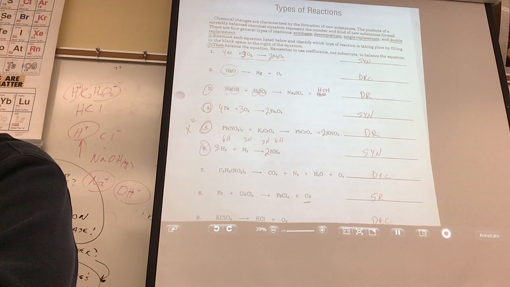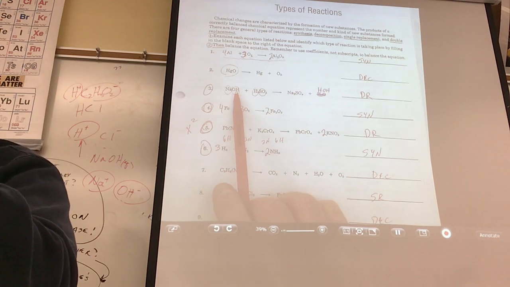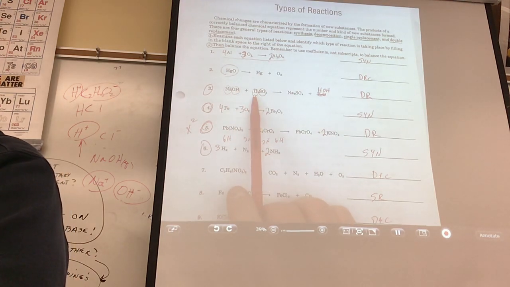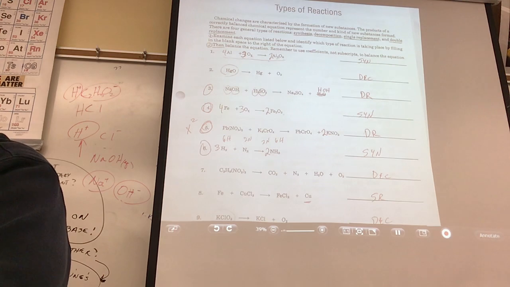If I can get your brain to think of this as A and hydroxide as B, and this is C and sulfate is D, if I can get you to think like that, you'll very quickly see this is a double replacement reaction, and then you'll be able to balance it. All right, let's try it.